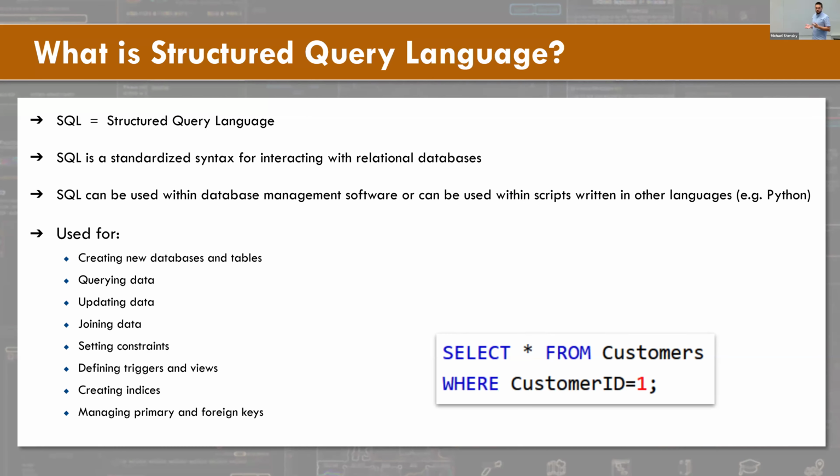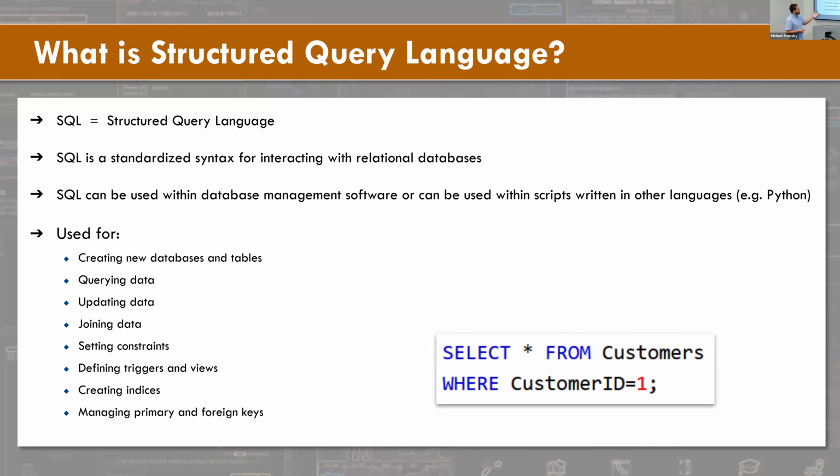We can define triggers and views. Maybe we want to just, in some instances, see a partial view of what's in a database. A view is kind of like a stored query in a way. And we can define triggers, so when one thing changes in a database, that can set off another process that also happens in the database.